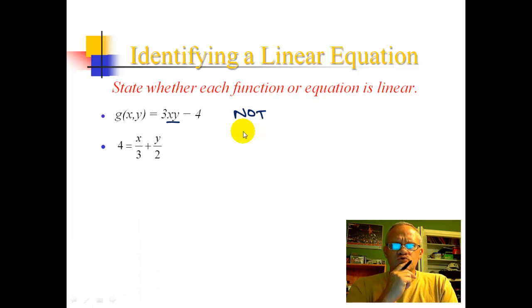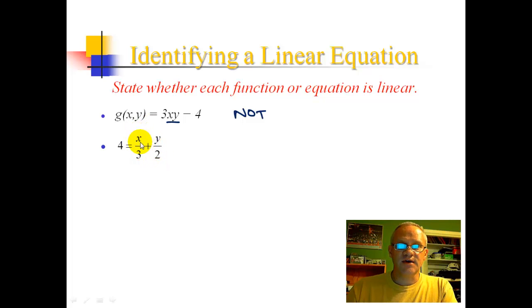Next one. Ooh, tricky. Wait a minute. Look at it really closely. Yes, there are fractions there, but notice the x and the y are on the top of the fraction, not the bottom. This actually will be okay. This will be linear. Remember before I said the x and the y could not be on the bottom of the fraction.